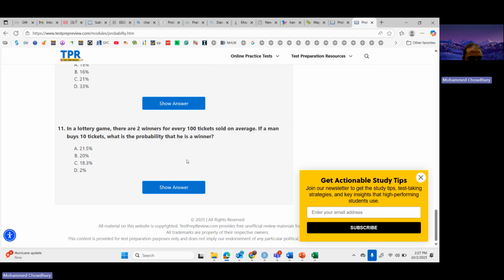In a lottery game, there are 2 winners for every 100 tickets sold on average. If a man buys 10 tickets, what is the probability that he is a winner? Without showing the answer, could you try to find this?